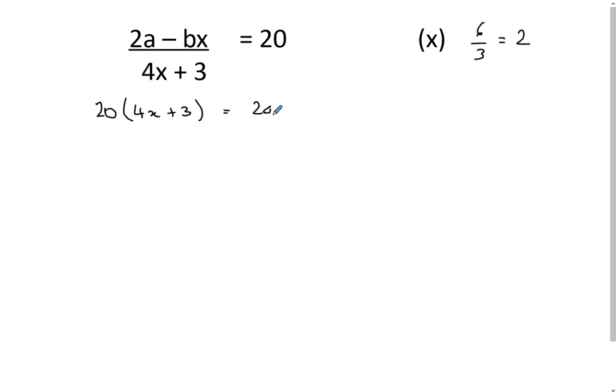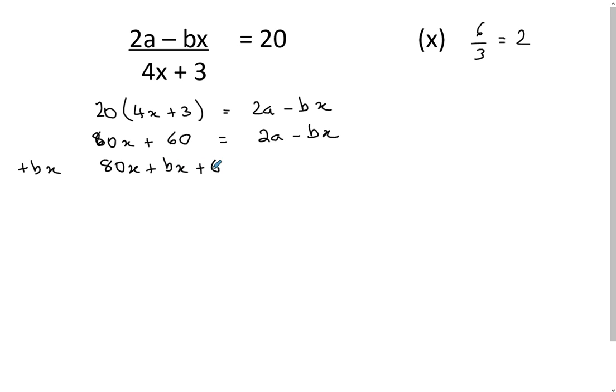equals 2a minus bx. Expanding this out, you've got 80x plus 60. Oh, sorry, 80x plus 60 equals 2a minus bx. And now we're going to take all the x's on one side, so I'm going to plus bx. So you've got 80x plus bx plus 60 equals 2a. I'll remove the 60, so minus 60, 80x plus bx equals 2a minus 60.